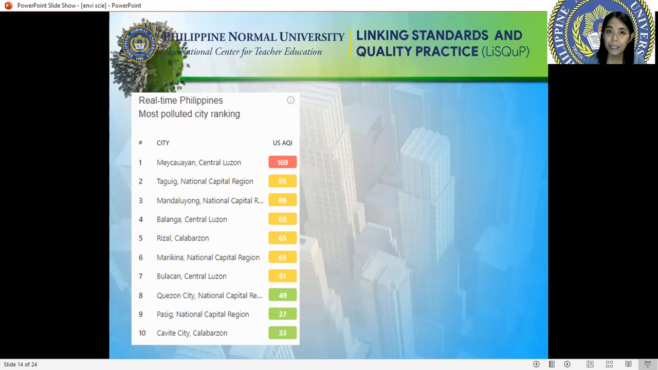And then, what do you call this one? The cleanest city ever recorded last year is Calamba, Laguna. So it has 24 AQI, or air quality index. So masyadong mababa. Meaning to say they have a good air quality.